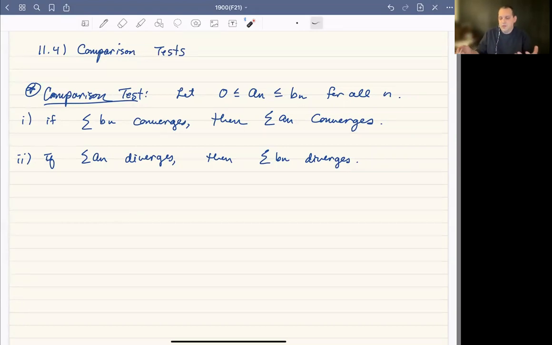What this means in the application, and how we're going to use it, is that if the sum of b sub n converges, so if the sum of the larger terms is say 5, then the sum of the smaller terms is going to be some number that's less than or equal to 5, and therefore it'll converge. It's not going to go to infinity.